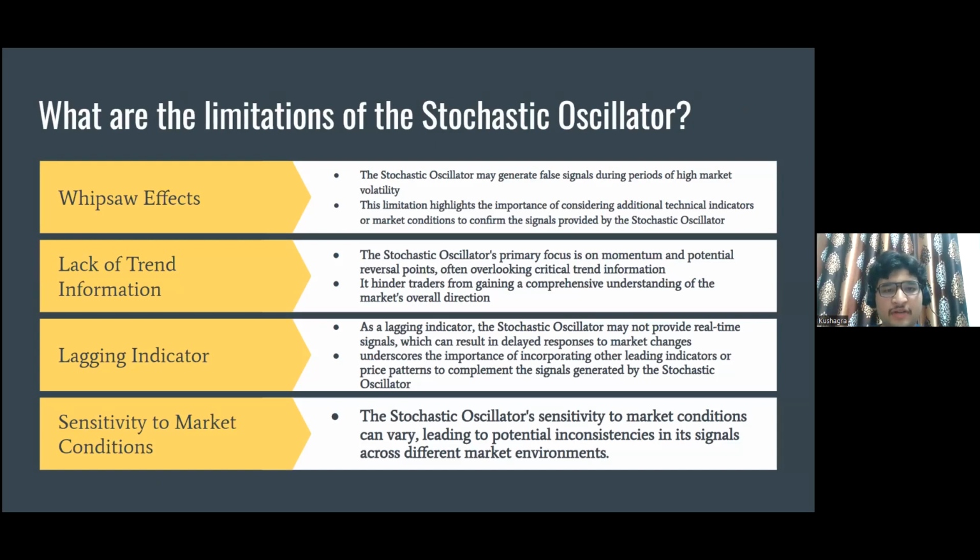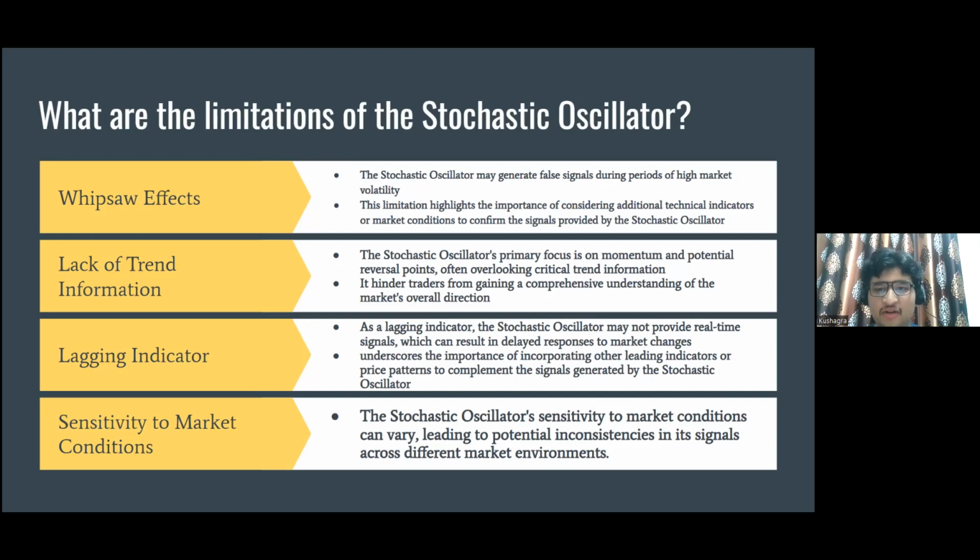Now, what are the limitations of the stochastic oscillator? Limitations, as I've already mentioned, are why we should not use it in isolation. The stochastic oscillator may generate false signals. This generation of false signals is due to volatility and external influences. This is known as the whipsaw effect.